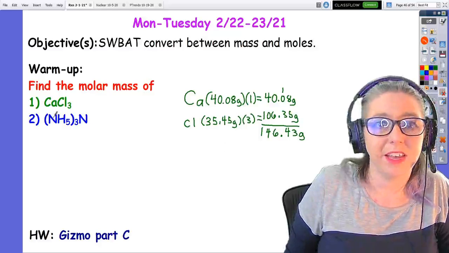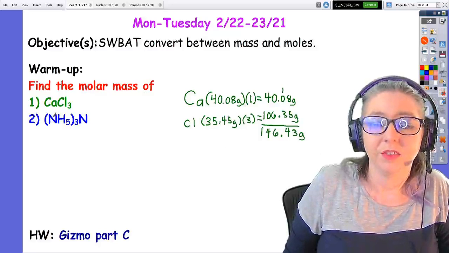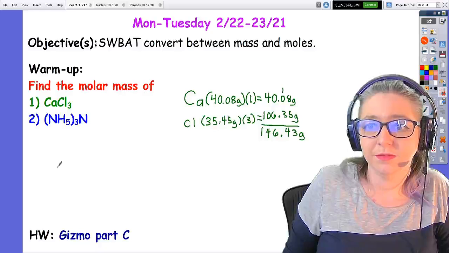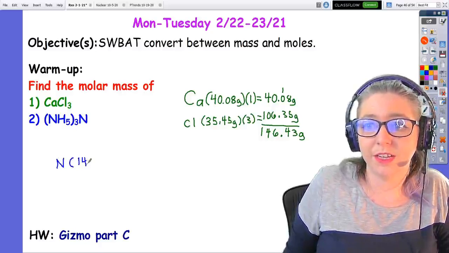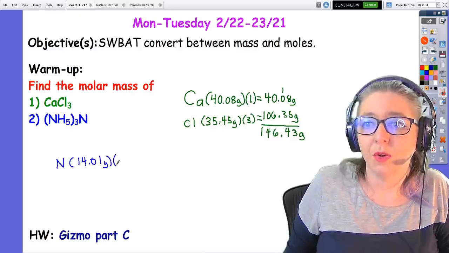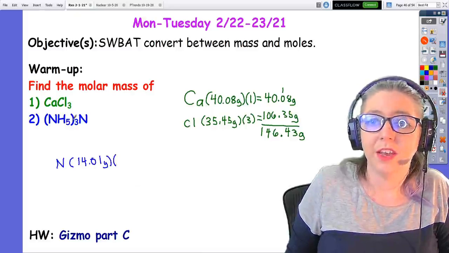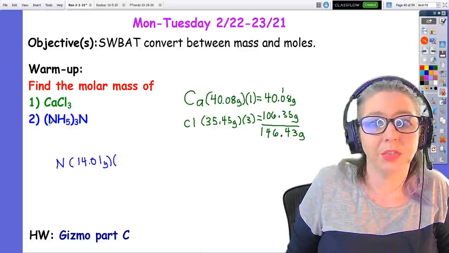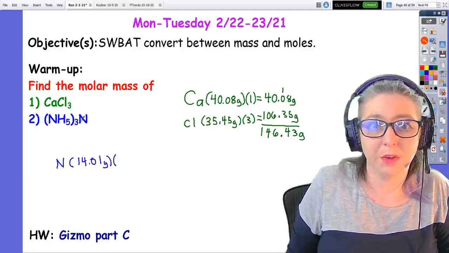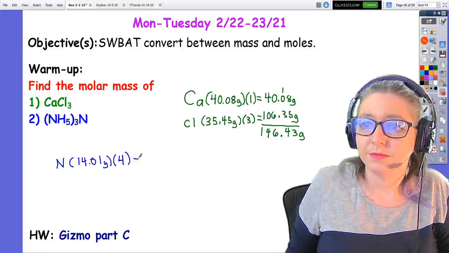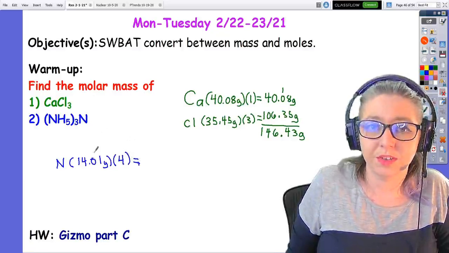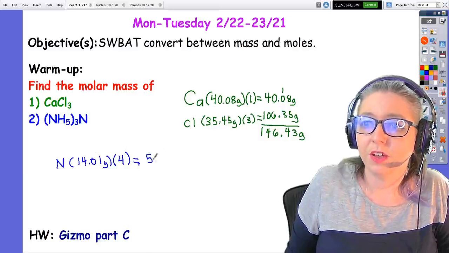Next up, I have NH5,3N. So my first element here is my nitrogen. If I look up my nitrogen, its molar mass is 14.01 grams. And my total number of nitrogen atoms, well, I have NH5 3 times, so that's 3 nitrogens, plus the one on the outside. So I have a total of 4 nitrogen. So 4 times 14.01 gives me a total of 56.04 grams.